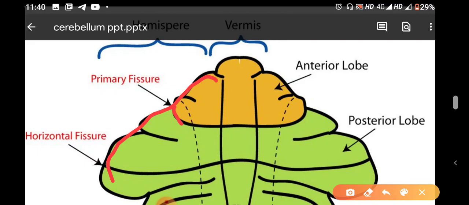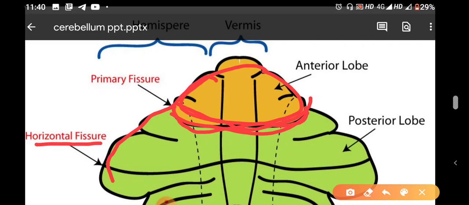So this is the primary fissure. The primary fissure lies on the anterosuperior aspect of the cerebellum. It is V shaped, with its opening directed forward, and it forms the posterior limit of the anterior lobe. So this is the primary fissure and this is the anterior lobe. So it forms the limit of the anterior lobe.